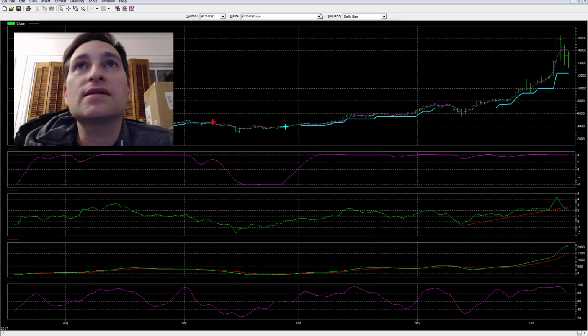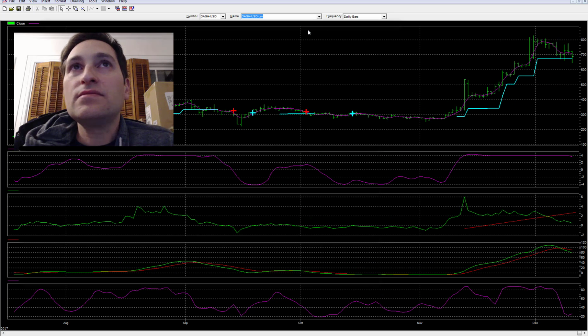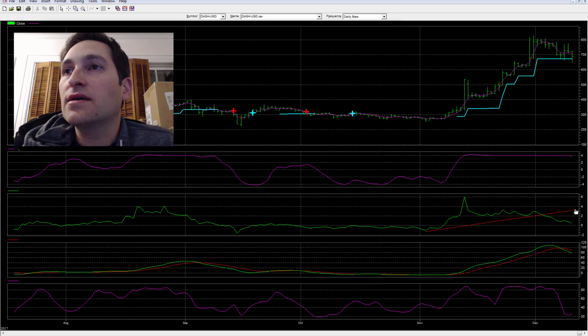Next, let's take a look at Dash. Okay, so Dash, interesting what's going on here. Let's kind of redraw this trend line here. Okay, there's really not much of a trend line to talk about. Okay, the trend line is more along the lines of what we see coming in this opposite direction. Okay, more like this.